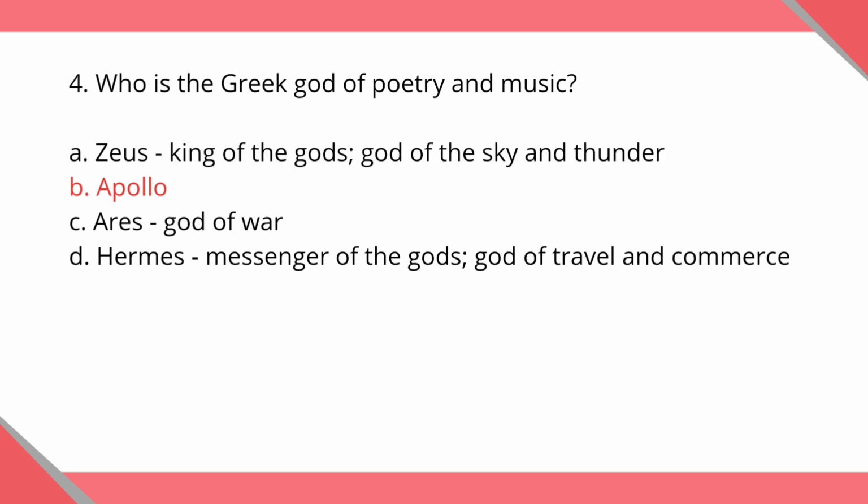And lastly, the option A. Zeus is a king of the gods. He is also the god of the sky and thunder.